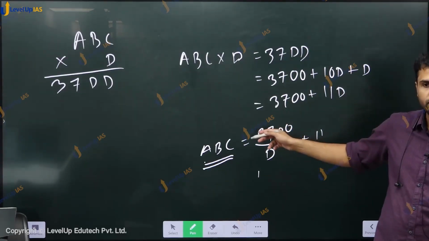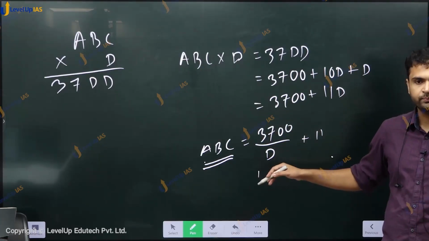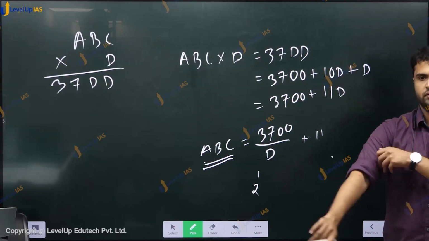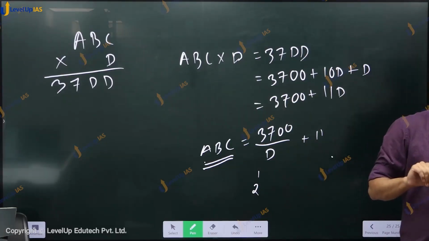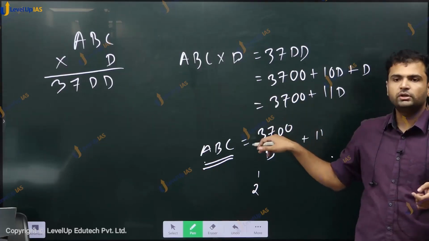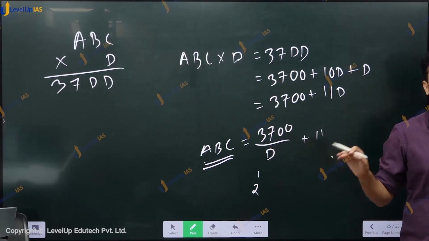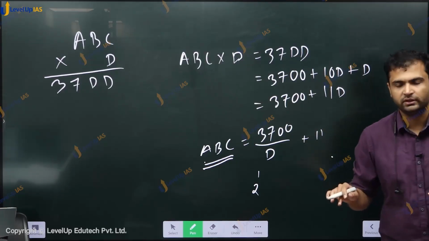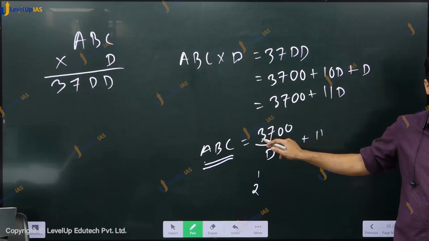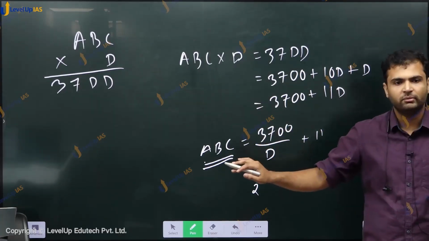Is 2 a factor of 3700? Basically, is 3700 divisible by 2? Yes. Is it divisible by 3? What is the divisibility test of 3? The sum of the digits of the number has to be divisible by 3 for the number to be divisible by 3. What is the sum of the digits? 7 plus 3, 10. Is 10 divisible by 3? No. So this number is not divisible by 3.